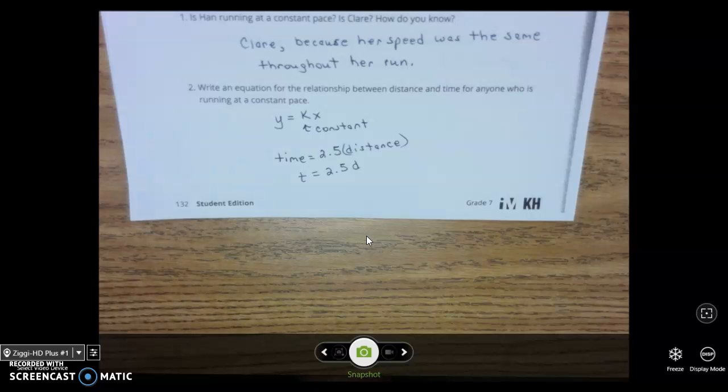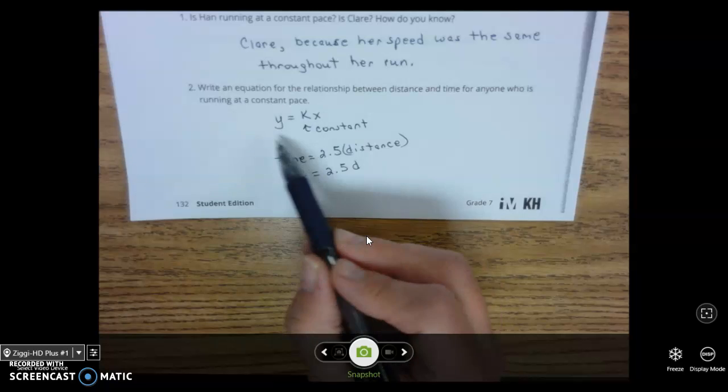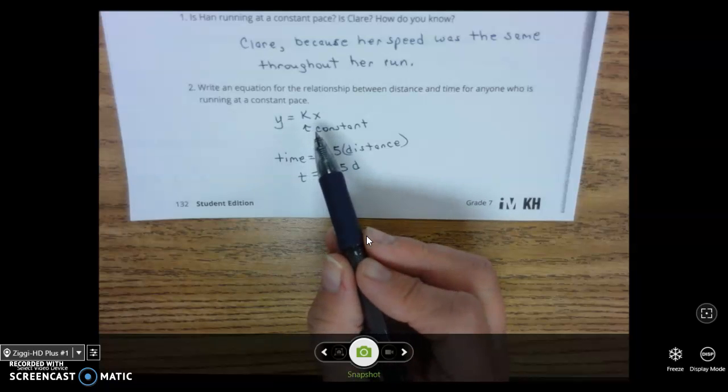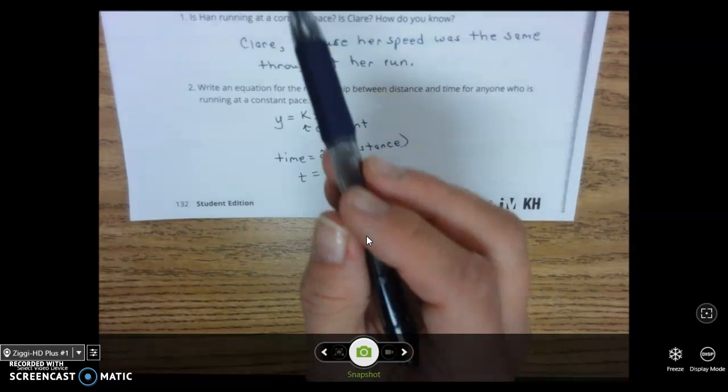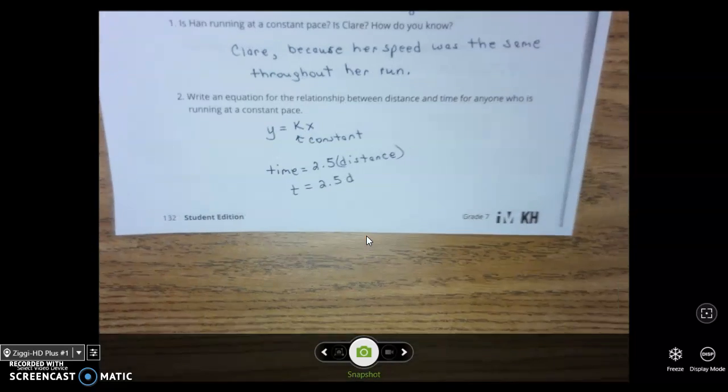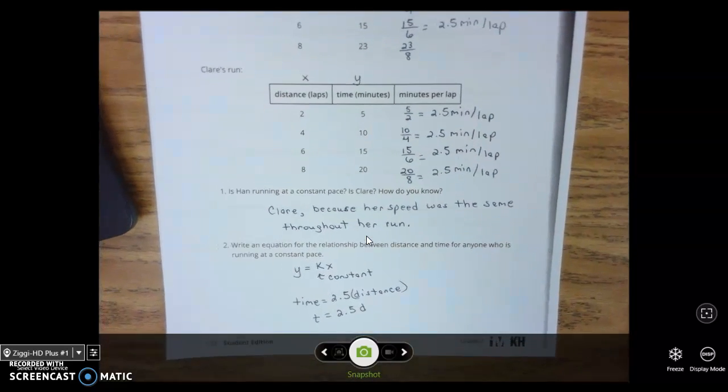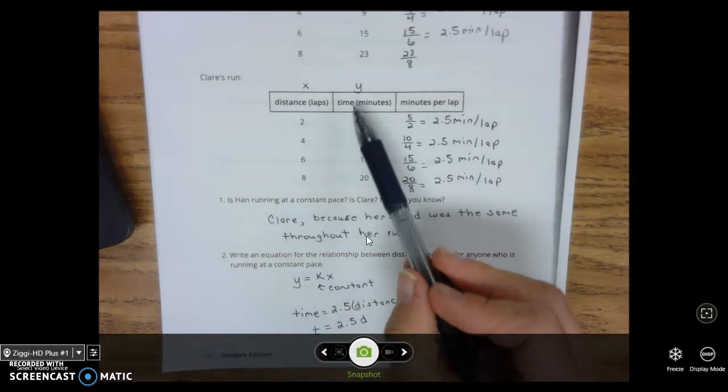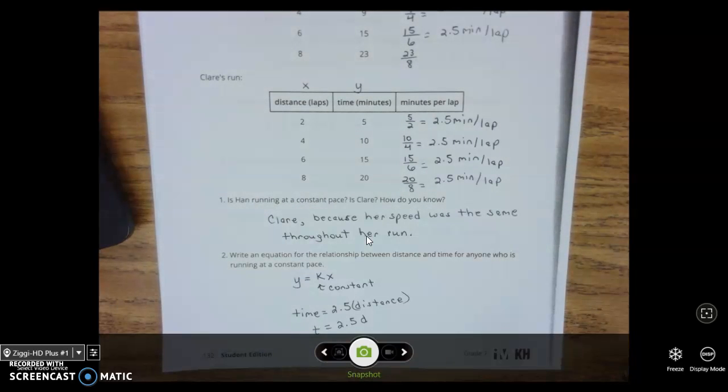Okay, so the key to writing these equations, they're always going to be in the same form, y equals kx, is identifying your x and your y in your table so that you can just look to see what it is. In this case, y was time, x was distance.